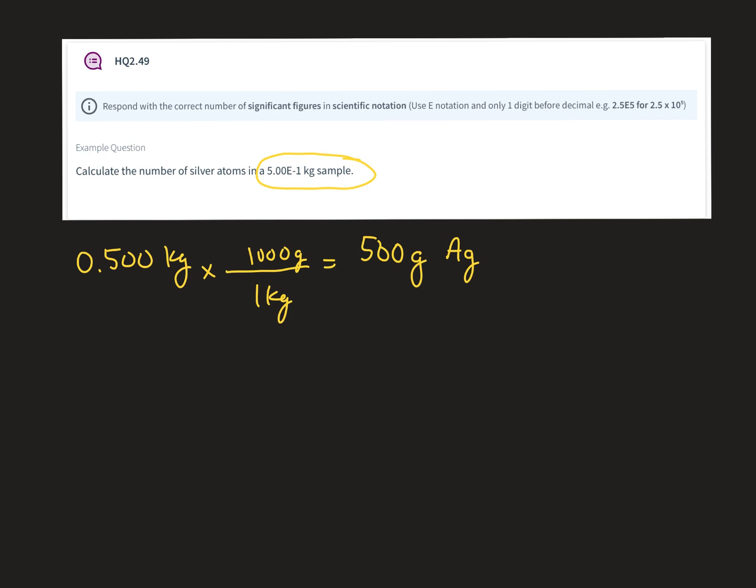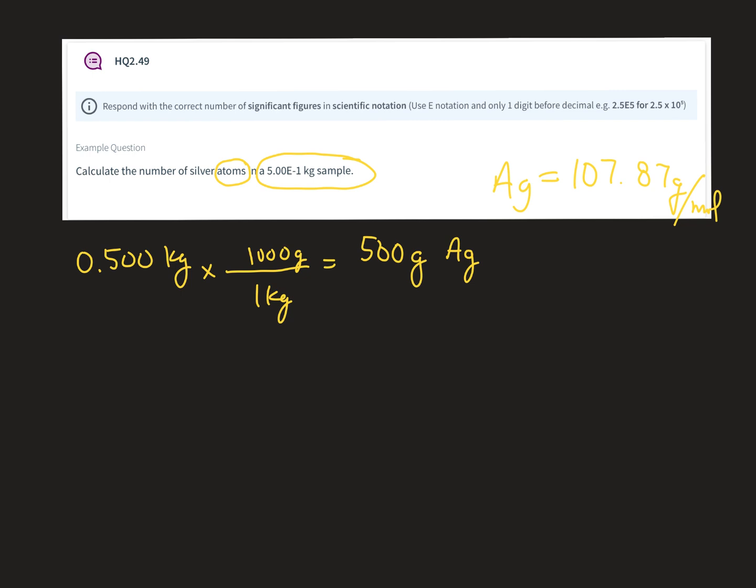And then from there, I want to go to the periodic table. And I go to the periodic table and I look up the atomic weight of silver. And silver is 107.87 grams per mole. So that's going to be my conversion factor to go from grams of silver to moles of silver. And then after I have moles of silver, I can find atoms of silver because I know Avogadro's number.